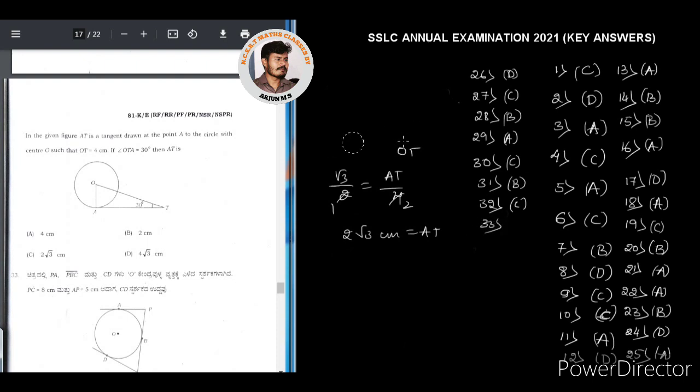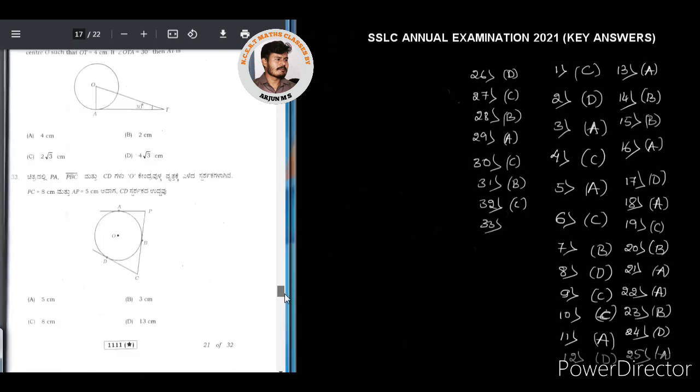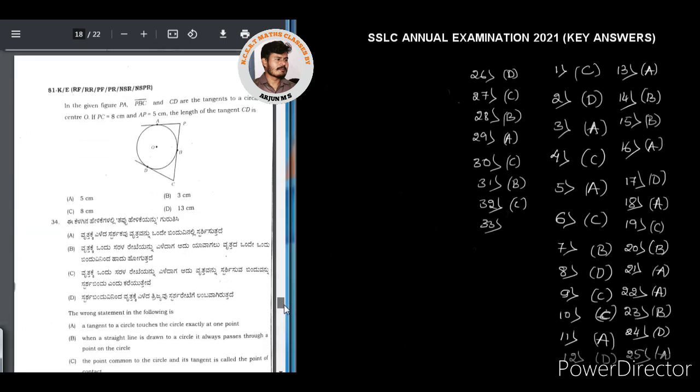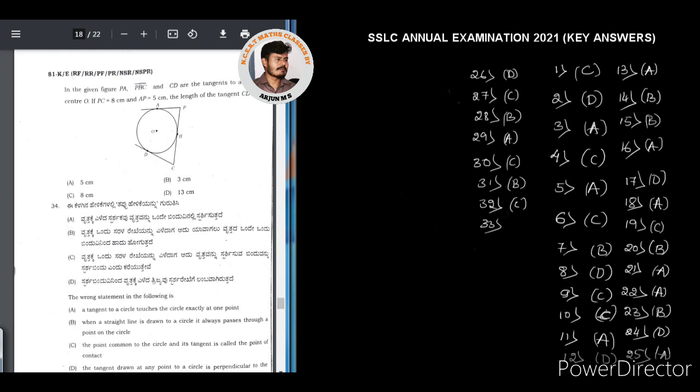So let's move to the 33rd question. In that question, this is also a very important question. In the given figure, PBC bar means these 3 points are collinear points. You just observe here, 3 or more points lying on the same line are called collinear points. AB and CD are the tangents to the circle with center O. If PC is equal to 8 centimeter, they have given total length of PC whose length is 28 centimeter and AP is equal to 5 centimeter.